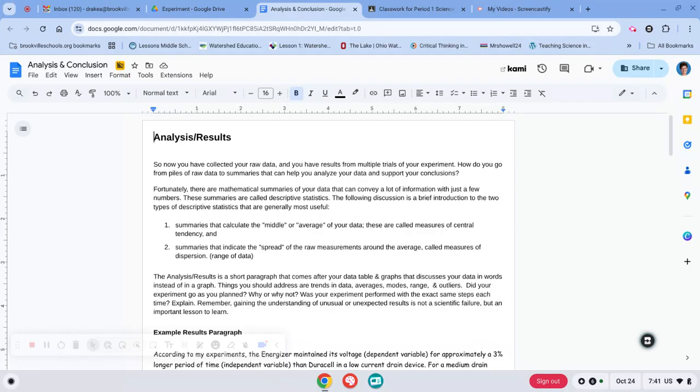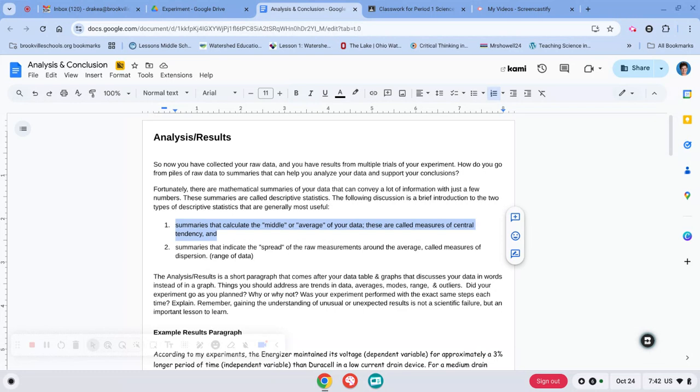So you collected your raw data, you did multiple trials, and now you've got piles of raw data and you need to summarize it and talk about what it means and analyze it so that you can then use that to support your conclusion. So we're not interpreting the data when we talk about the analysis. We're just telling you what the data is. Okay? So, what we're going to do is we're going to summarize it and we're going to do some math. So when we summarize it, we're going to give the middle or the average.